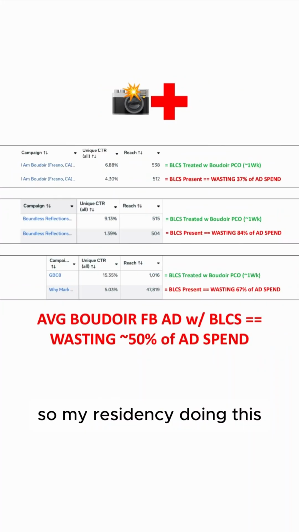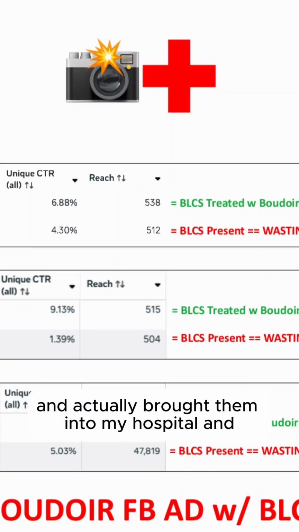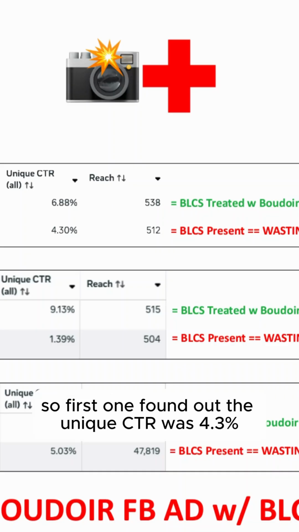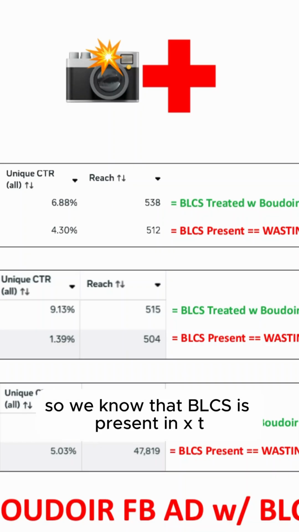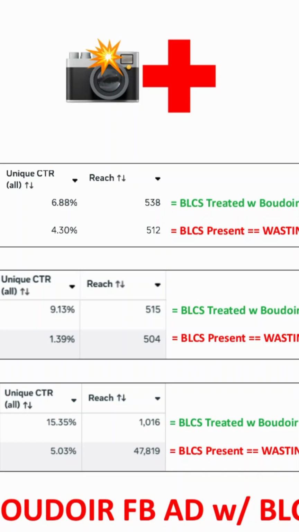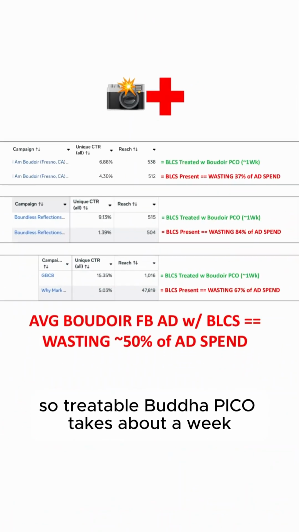So in my residency doing this, I found some Boudoir Facebook ads out there in the wild, and actually brought them into my hospital and tested them and treated them. So first one, found out the unique CTR is 4.3%. So we know that BLCS is present. Unique CTR under 6%, Boudoir low click syndrome. So treated with Boudoir PCO, takes about a week.